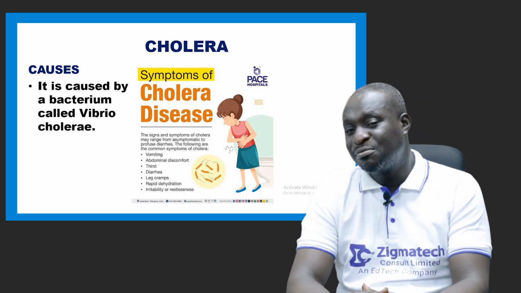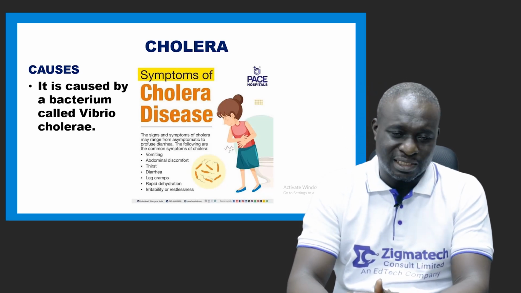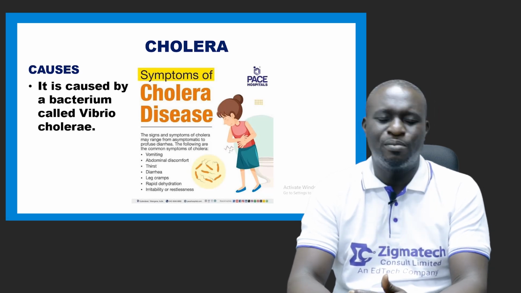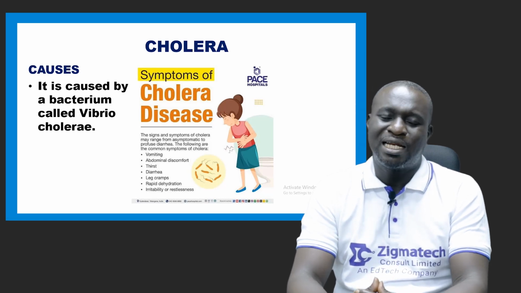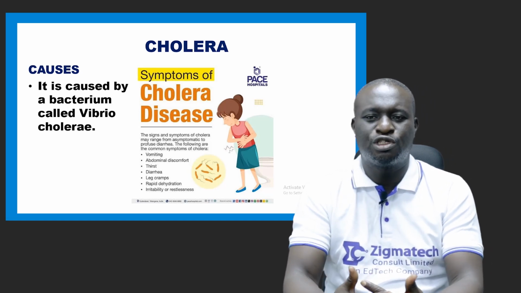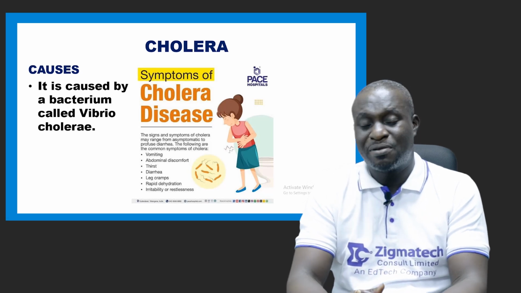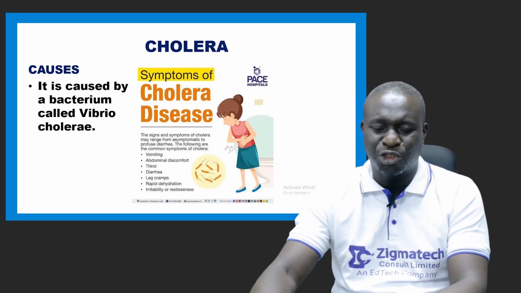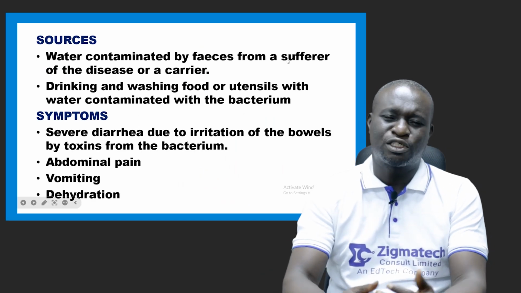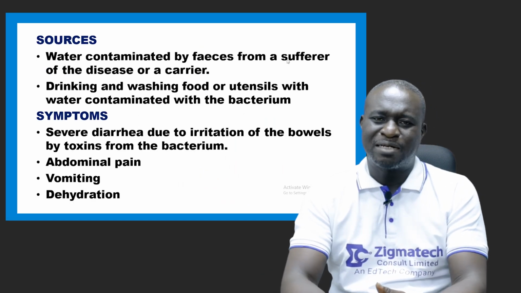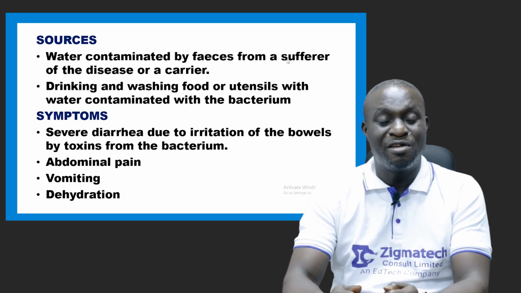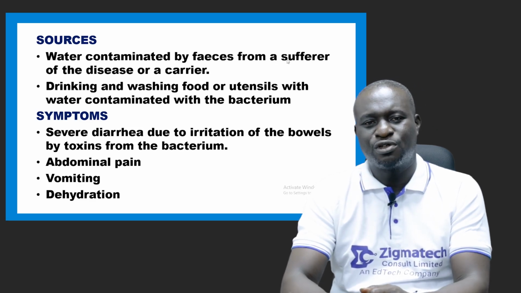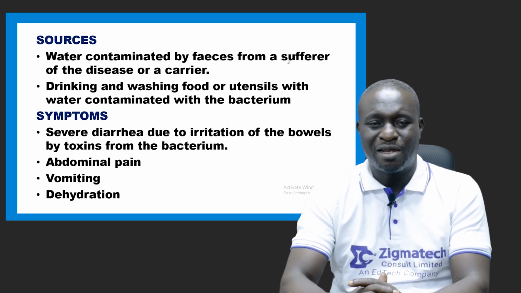Now, there are several symptoms of cholera. Some of these symptoms include vomiting. It includes abdominal discomfort or pain. The person has diarrhea, that is frequent watery stooling. The person will have rapid dehydration and restlessness. These are some of the symptoms that someone might face when the person is having cholera or is infected with the bacteria called Vibrio cholerae.